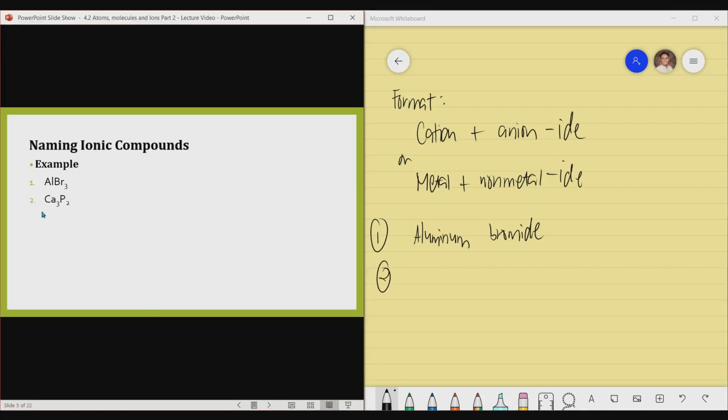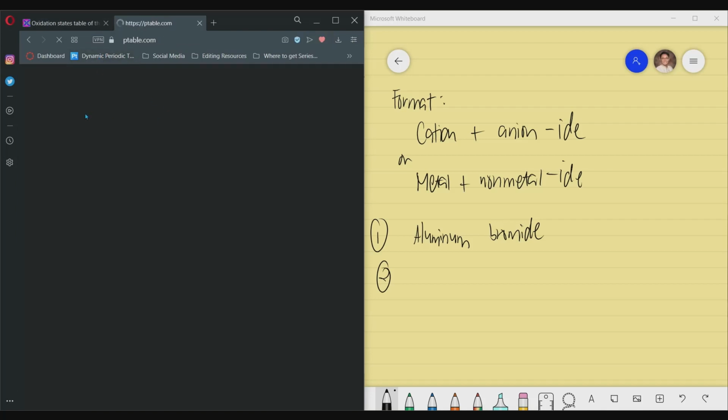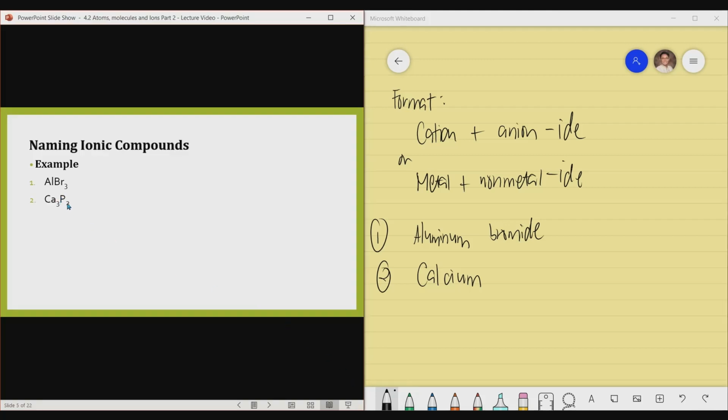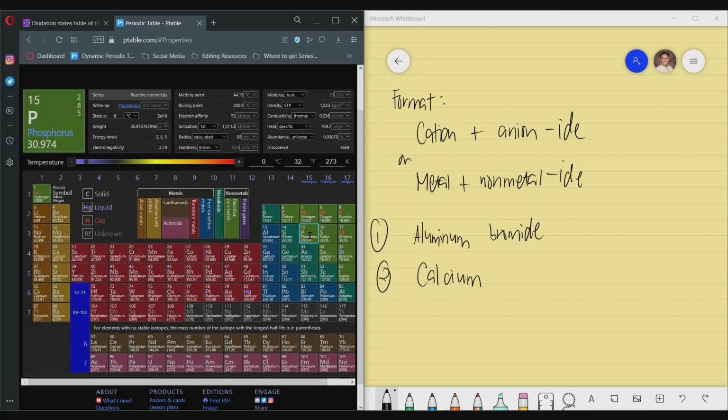Number 2, I have Ca3P2. Looking at your periodic table, so let us just load the periodic table here. Ca is this one. As you can see in the projected screen, you have calcium. So I will name it as calcium. And then P2, the element P. Looking at the periodic table once again, that is phosphorus. So following the format, I have phosphide. Okay, IDE.